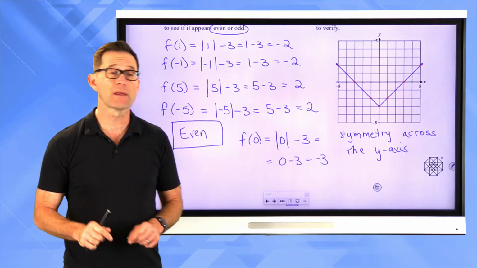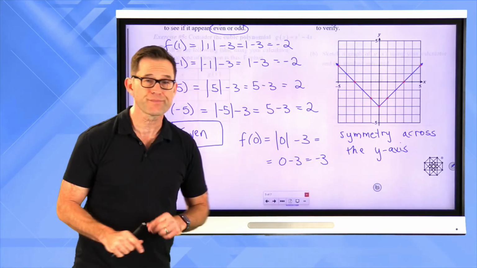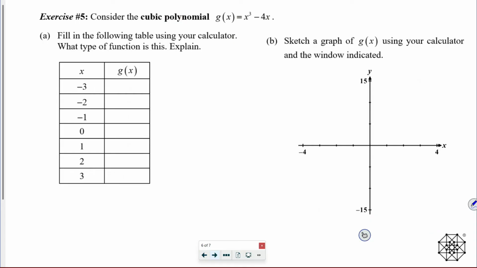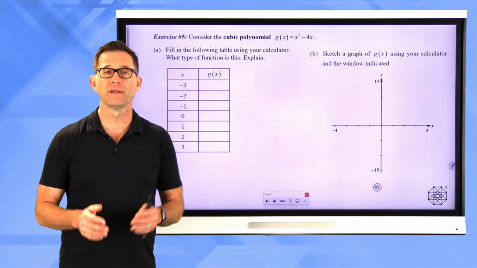All right, let's take a look at another exercise. Another function. Exercise number 5. Consider the cubic polynomial g of x equals x cubed minus 4x. Letter A, fill in the following table using your calculator. What type of function is this? Explain. Well, let's remember, and actually let's do this together.